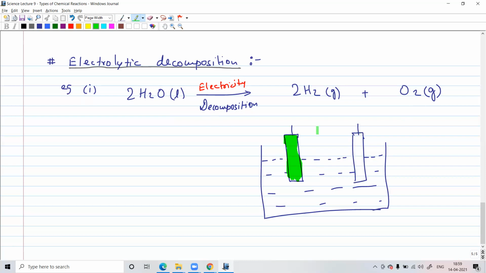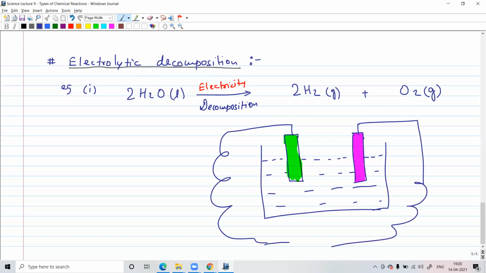Okay, this should not be the same color. Let me put something else. Okay, don't worry, I will tell. So let's say this is connected to a battery or something.